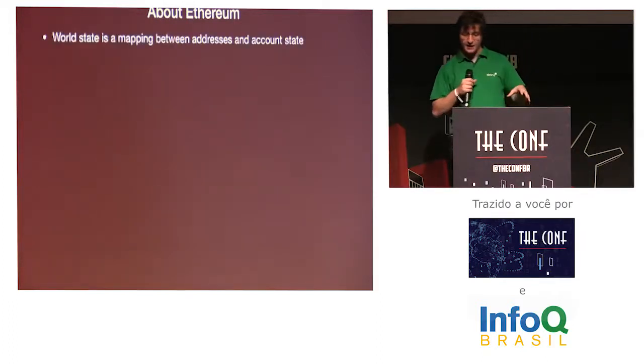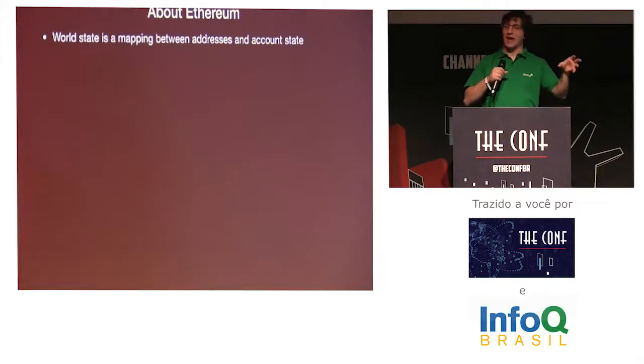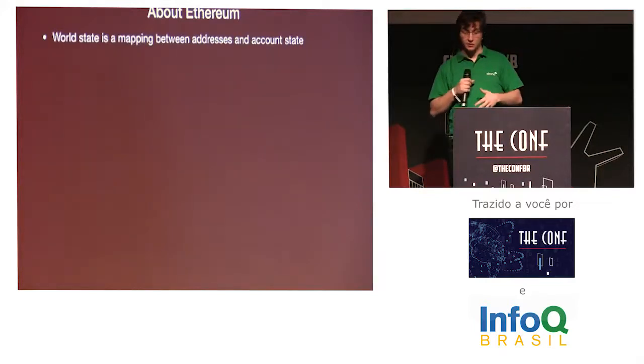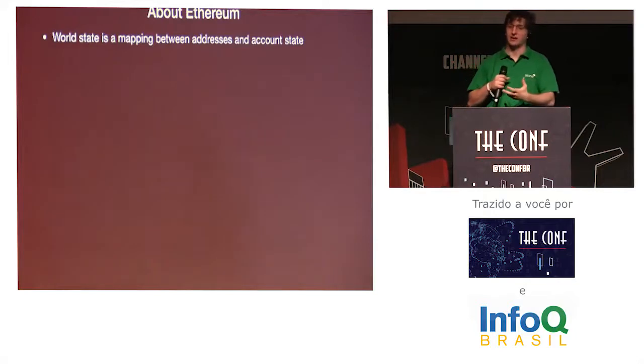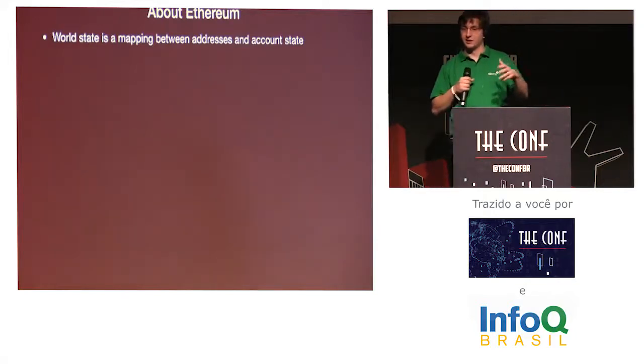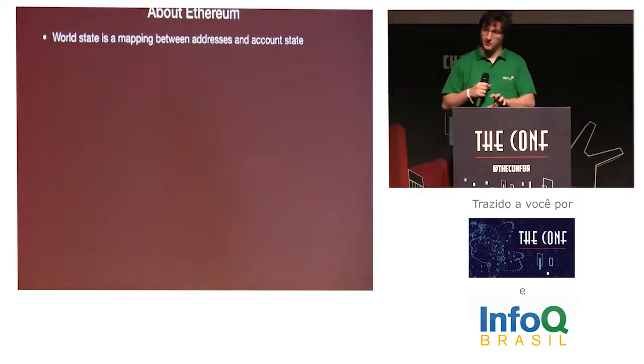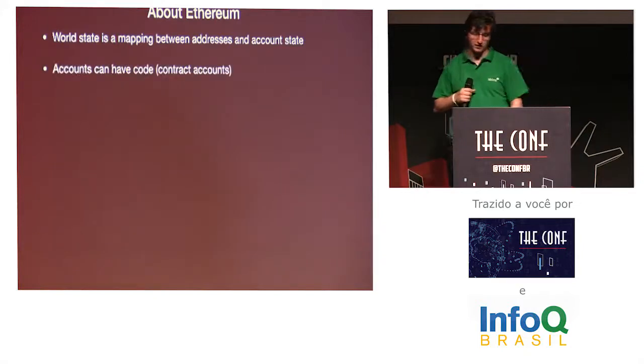So the state, instead of being just a mapping between addresses and user accounts, is a mapping between addresses and balances, which we call account state. In Bitcoin, it would be just the balance, but here it's something more complex. We have more information there.